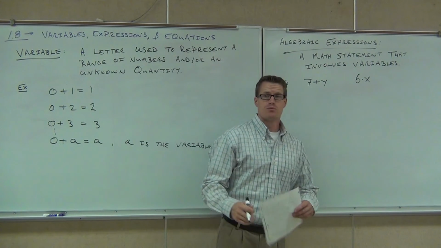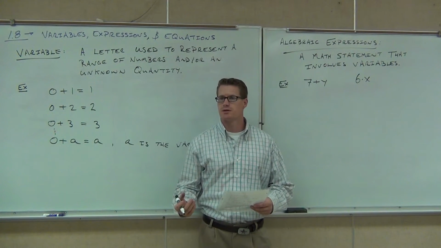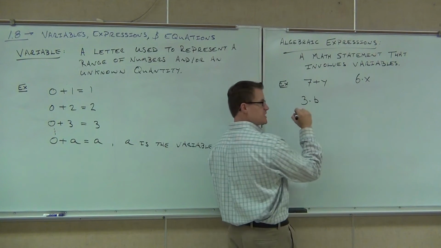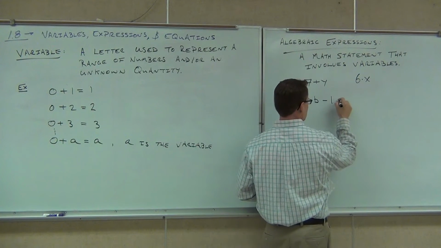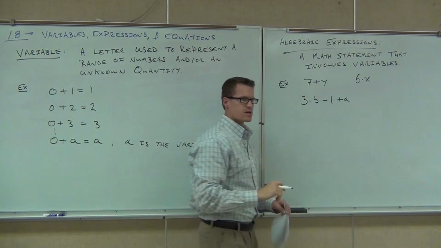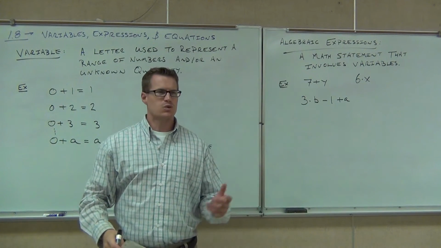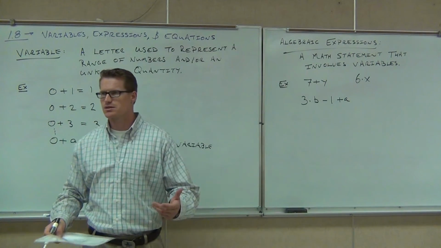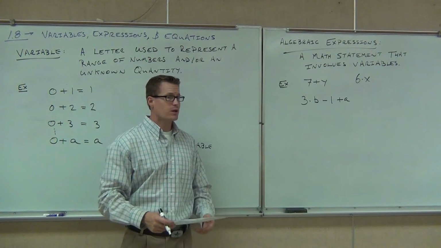Is it possible to have more than one variable at the same time, do you think? Yeah, we could do something. We could do 3 times b minus 1 plus a. Now, do we know what y is in this case? No. Do we know what x is in this case? No, or a or b. We don't know what any of those things are.